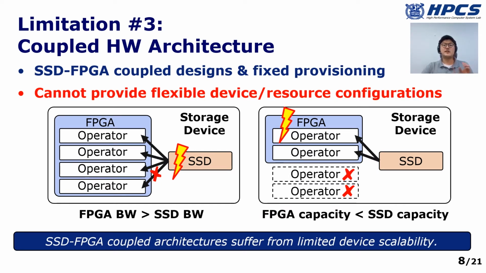The third limitation is their tightly coupled hardware architectures, and this architecture design will suffer from fixed provisioning and low device scalability. The left side figure shows one example. When the FPGA contains more than 3 operators, the single attached SSD cannot serve the fourth operator due to its limited bandwidth. The other example shows that when the small FPGA can contain only 2 operators, the remaining operators cannot be implemented in the FPGA. In this case, the SSD capacity and bandwidth are severely underutilized.